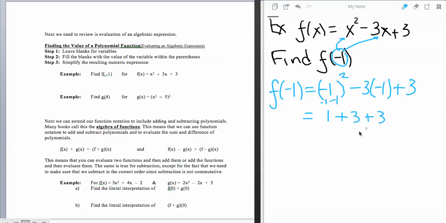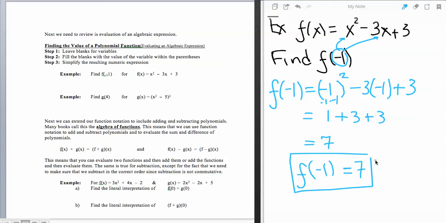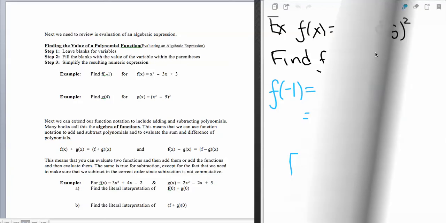And so now we see that this simplifies as 1 plus 3 plus 3. So we have 1 plus 3 is 4, and 4 plus 3 is 7. And so f of -1 is equal to 7. And that is evaluating a polynomial function. Nothing different than evaluating an algebraic expression. Now let's do it for our next one, g of x.